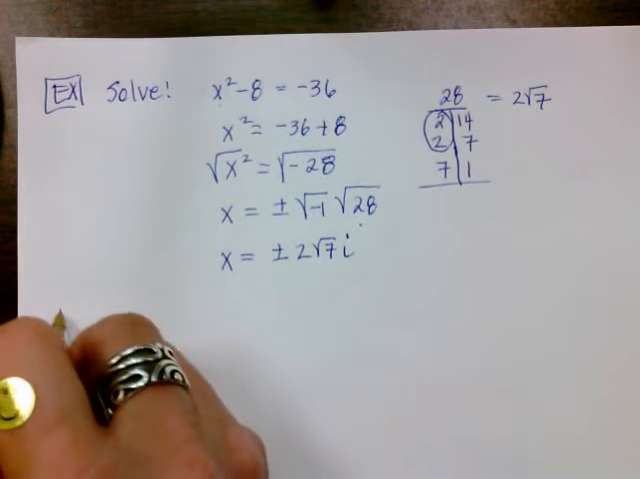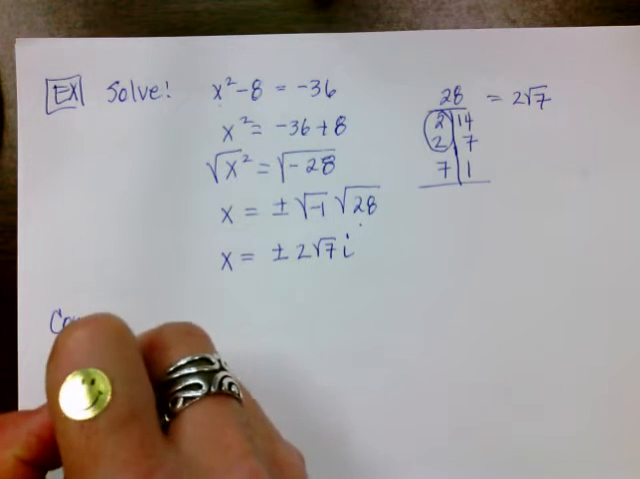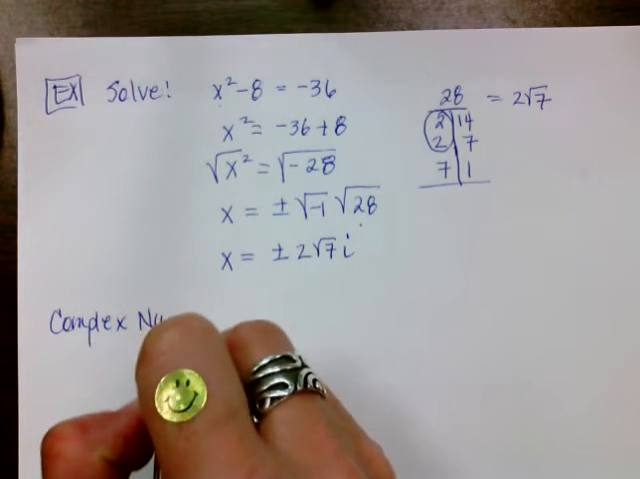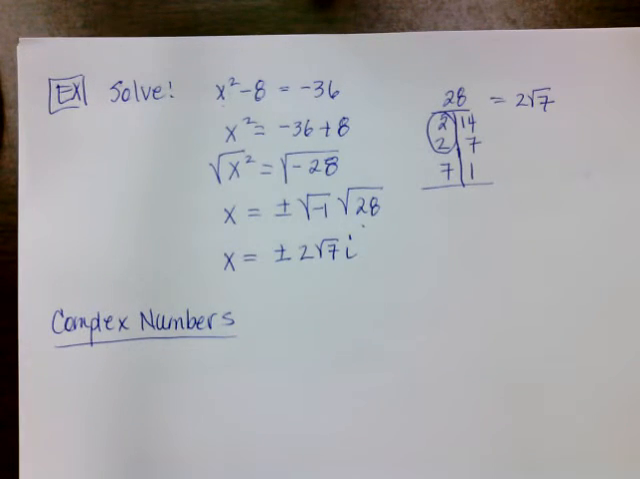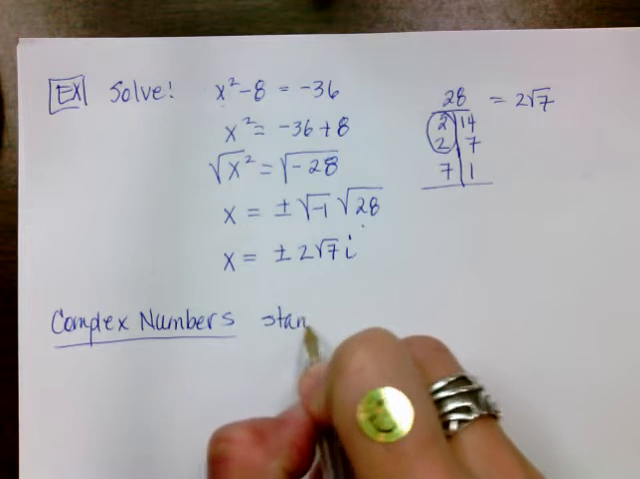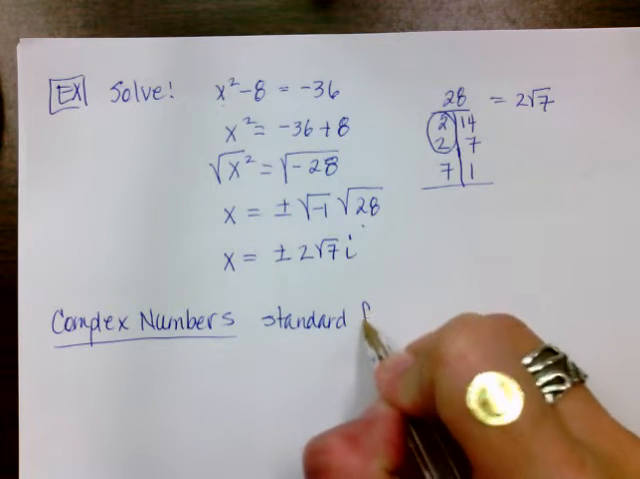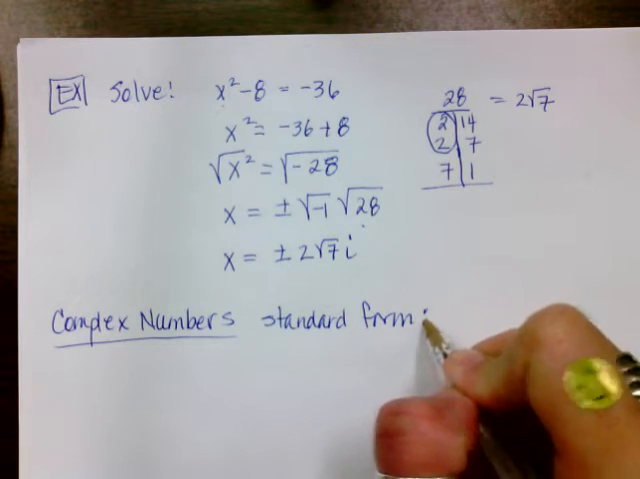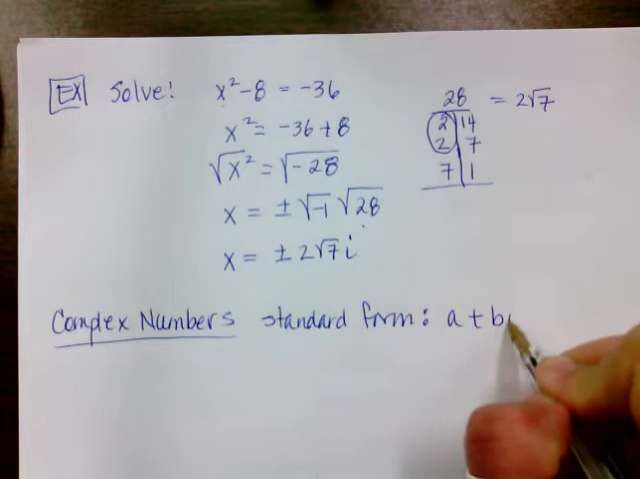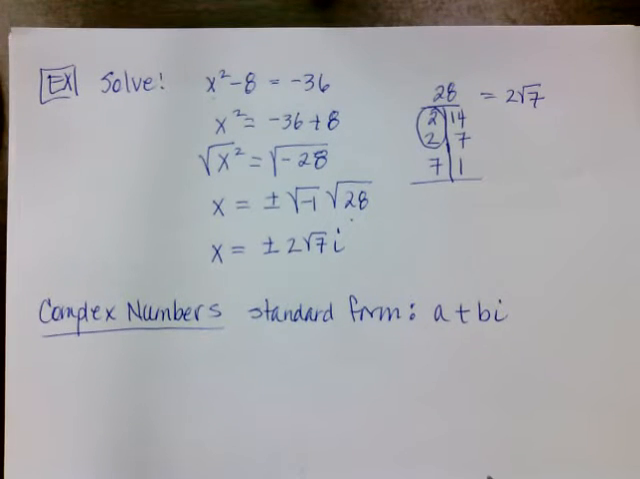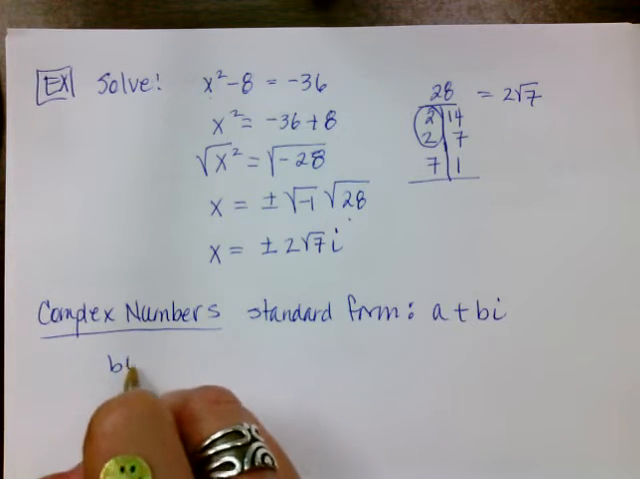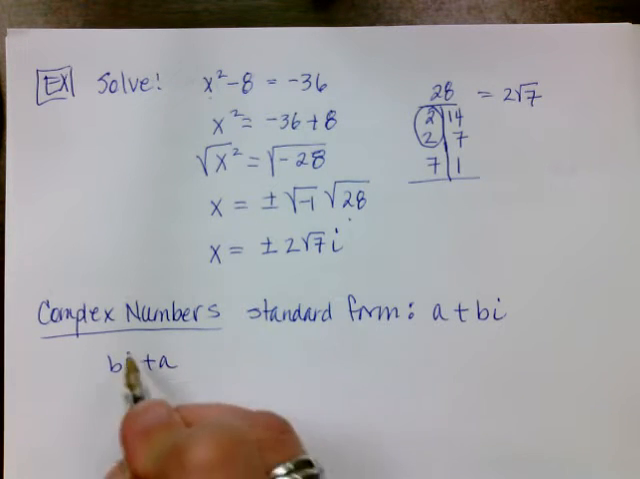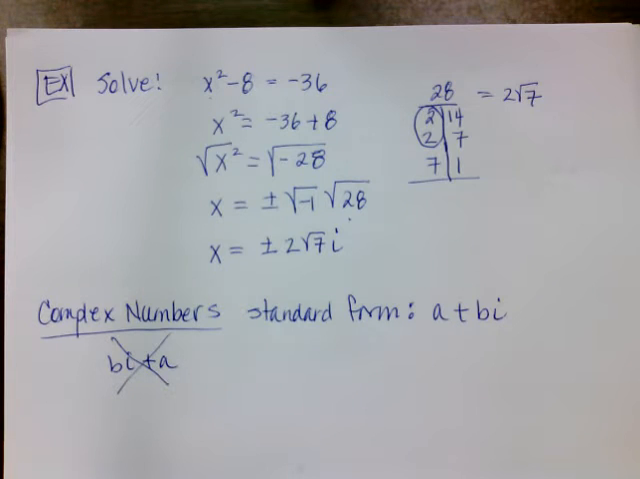All right, now we need to talk a little bit more about our complex numbers and their standard format. They have a couple of rules. The standard form is always going to be a plus bi. This becomes very, very important. You cannot write it as bi plus a. That's a no-no. You have to write it as a plus bi.